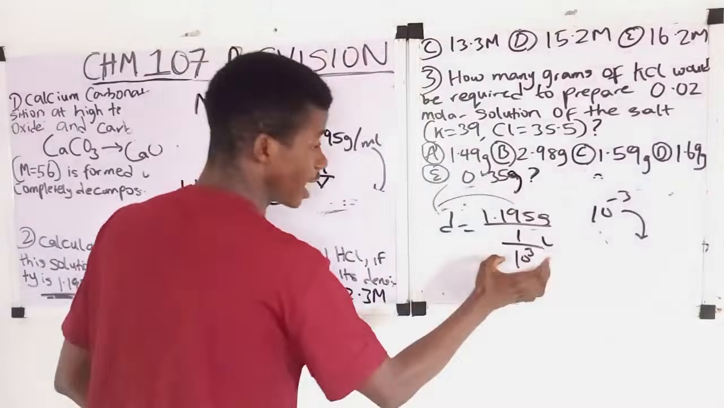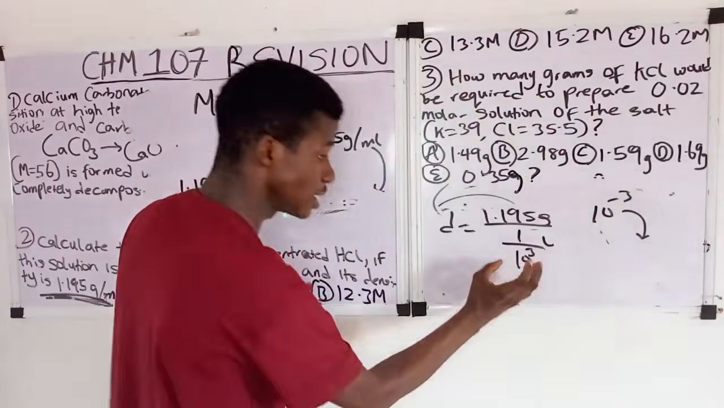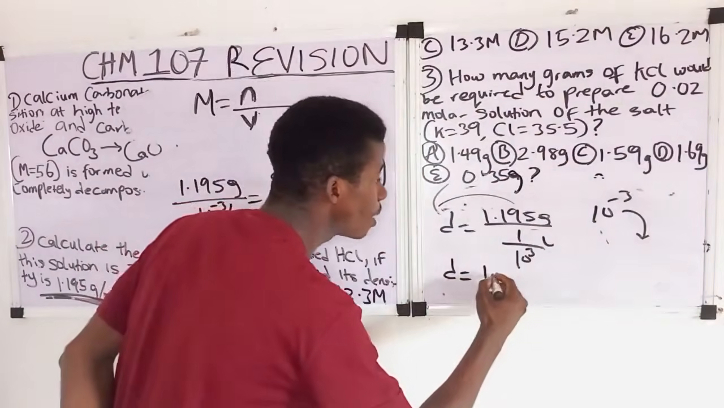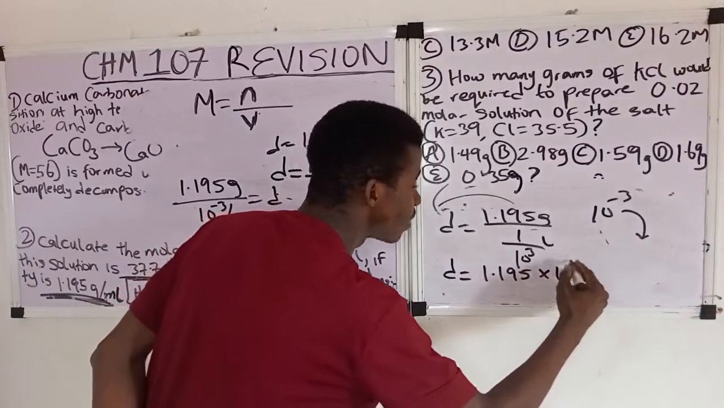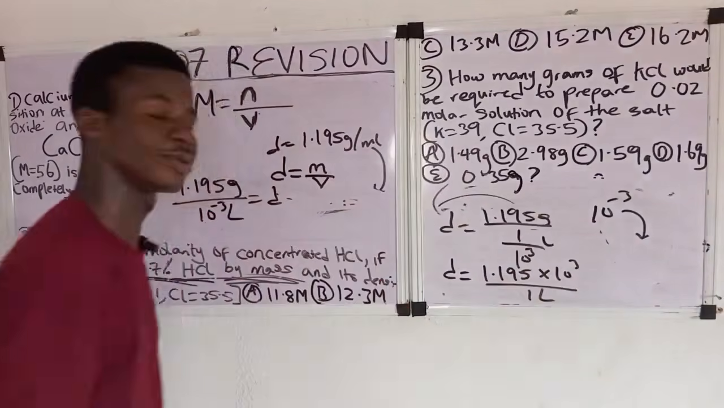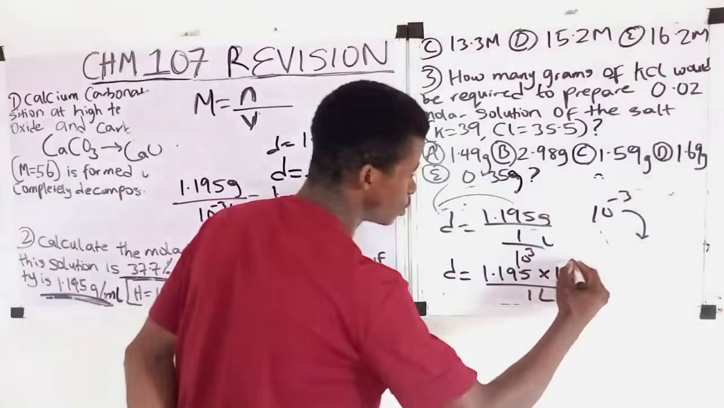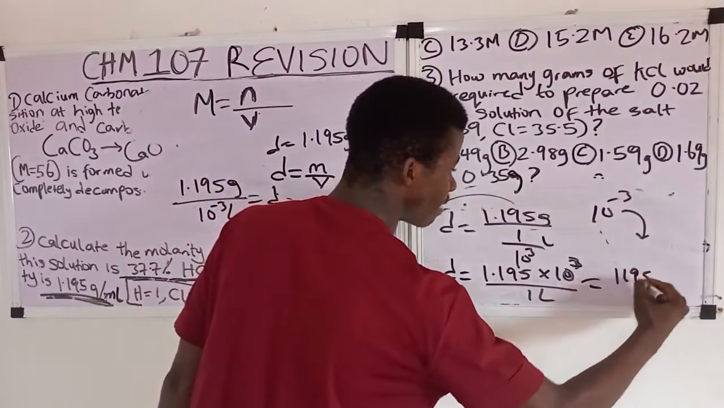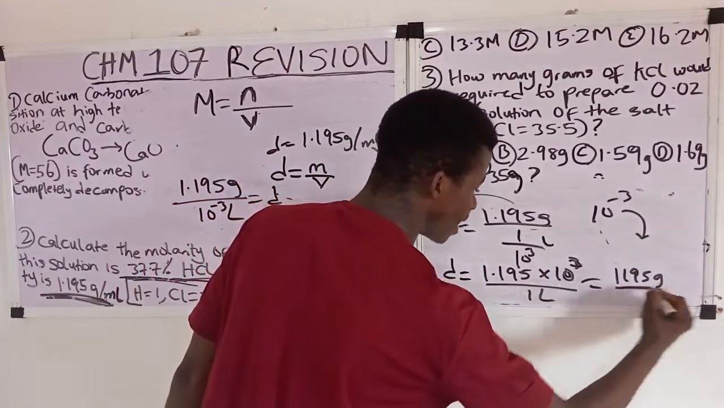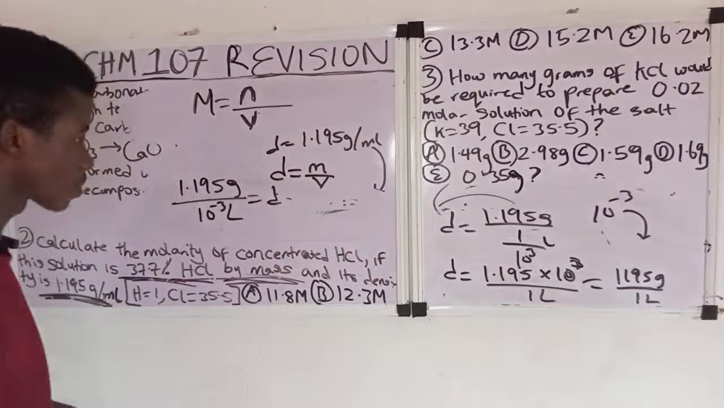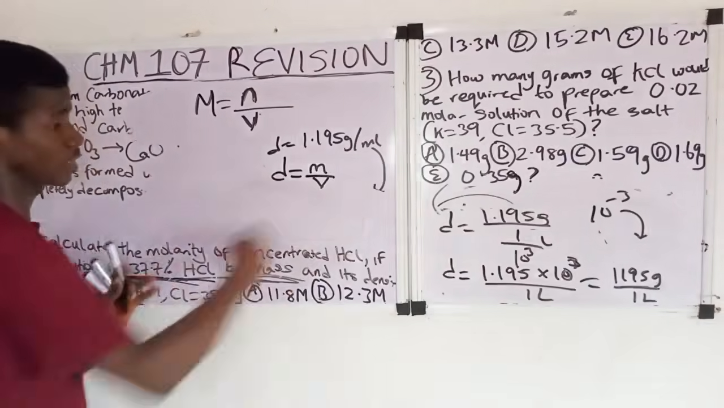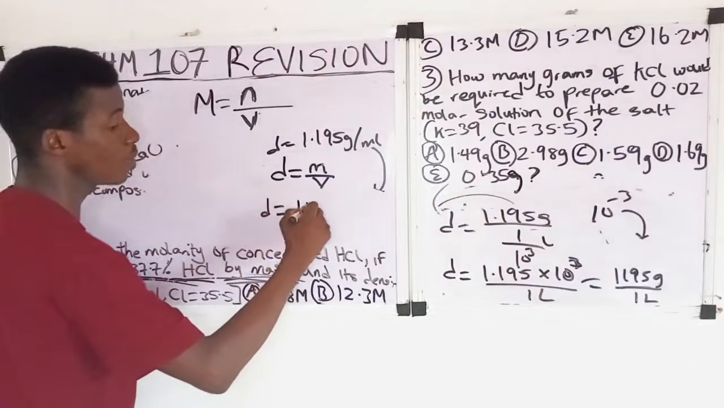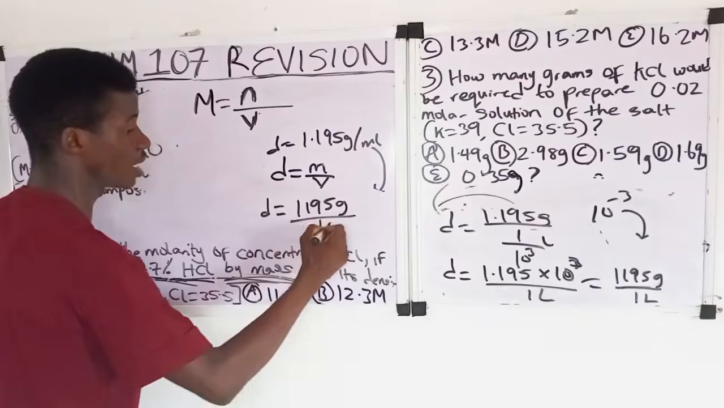Yes, so this 10 raised to the power 3 will come upward, right? So now D is equal to 1.195 times 10 raised to the power 3 divided by 1 liter. If we multiply this, we have 1195 gram divided by 1 liter. So our density is now 1195 gram dividing 1 liter.